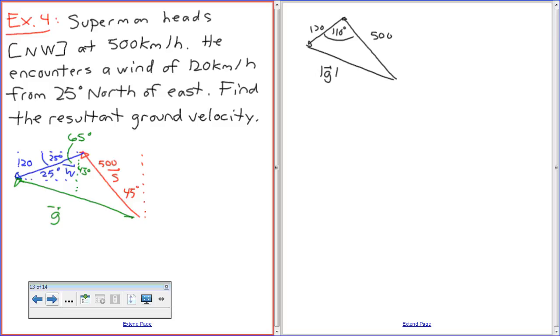Yeah, question? The way I did it was I had, at the tail of Superman's vector, an east dotted line, and then I could use a C shape with the top of the vector to get the angle there, and then you just subtract 25. Okay, that'll work too. As long as you get 110, there are many different ways to do it.